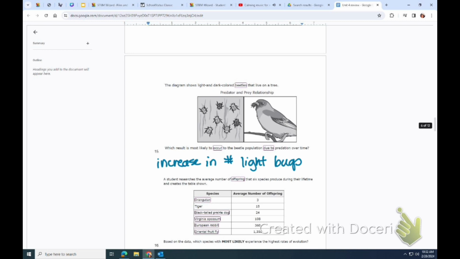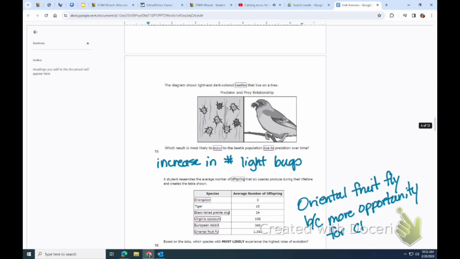Alex? The fruit fly. Why? Because it produces more. Yes, that is exactly right. So the answer here is the oriental fruit fly, because there is more opportunity for change. The more children you have, the more chances that mutations are going to occur. Oriental fruit fly, because more opportunity for change.